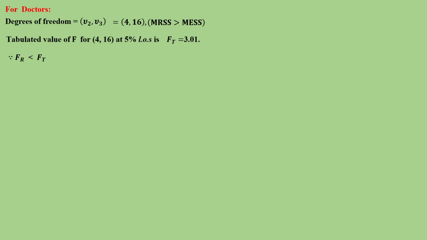Similarly for the doctors. For doctors, degrees of freedom V2, V3: 4, 16. The tabulated value for degrees of freedom 4, 16 at 5% level from the table, Ft is equal to 3.01. Compare Fr and Ft. Fr is 3, Ft is 3.01. So Fr is less than Ft. Therefore, null hypothesis 2 is accepted. Thanks.